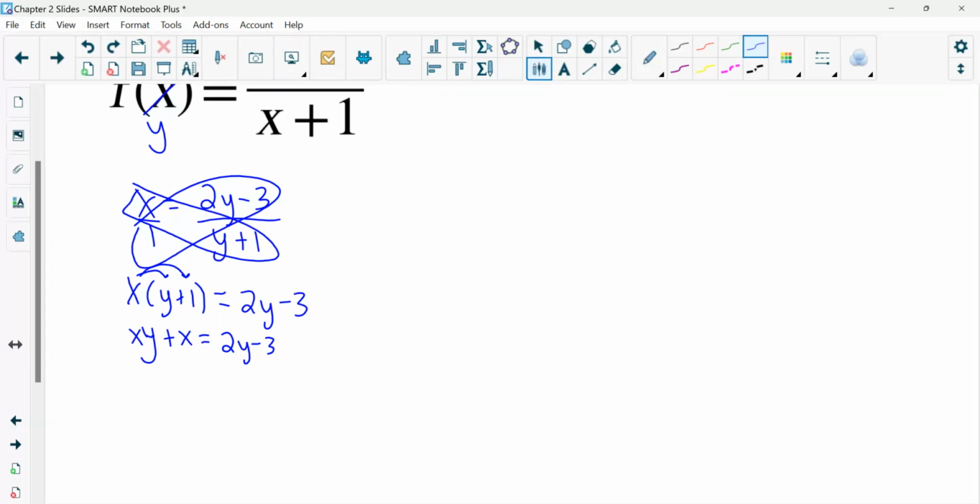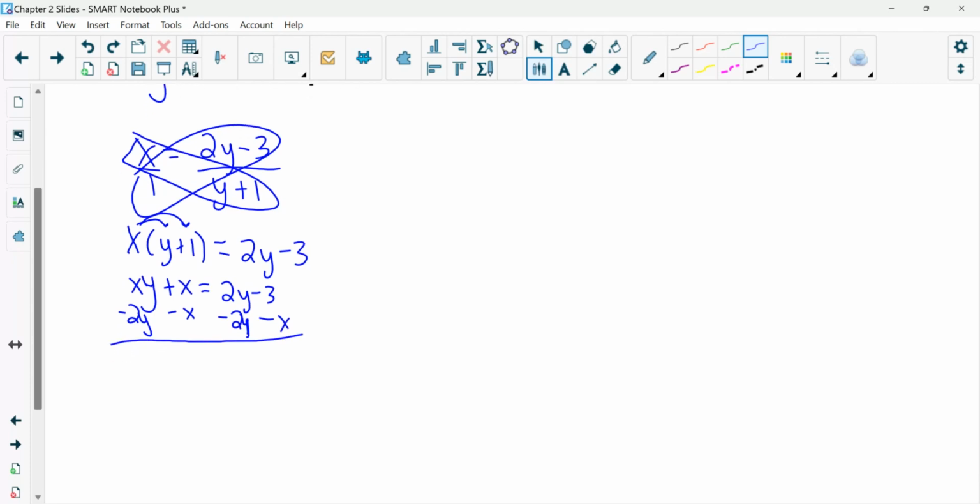All right, so our goal again is to try to get y by itself. So to get y by itself, we need all the y's on one side. So there's a 2y on the right. I'm going to subtract the 2y to move it over to the left. There's an x here that I'm going to move to the other side, so I'll subtract x. All right, so on the left, these x's go away, the y's go away on the right side, and I'm left with xy minus 2y. That's equal to negative 3 minus x.